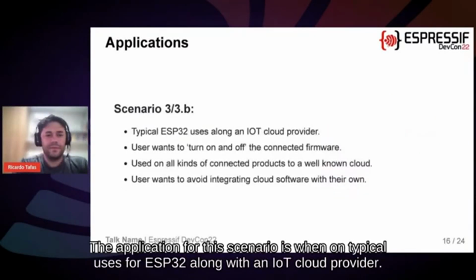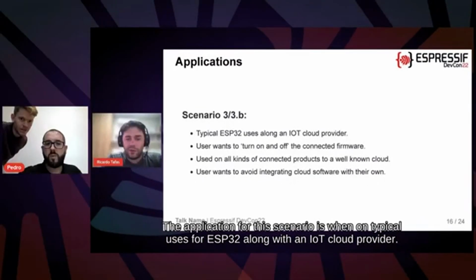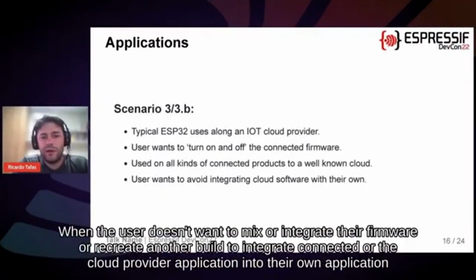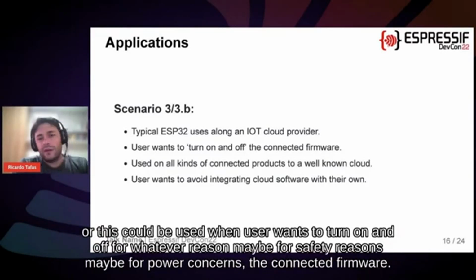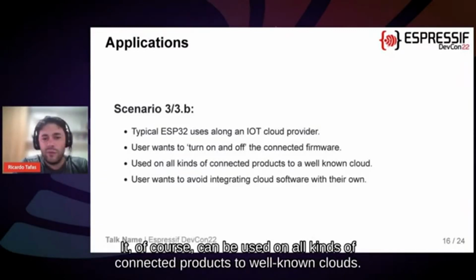The application for this scenario is the typical use of ESP32 along with an IoT cloud provider, when the user doesn't want to mix or integrate their firmware or create another build to integrate the connectivity or the cloud provider application into their own application. Or this could be used when the user wants to turn the connected firmware on and off for whatever reason, maybe for safety reasons, maybe for power concerns. It, of course, can be used on all kinds of connected products to well-known clouds.